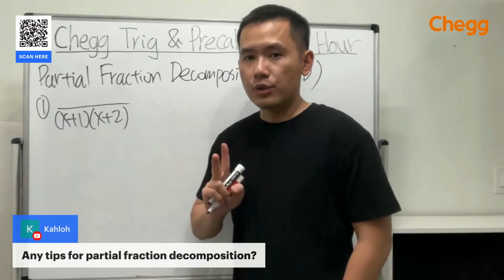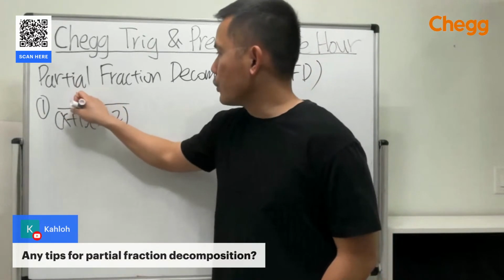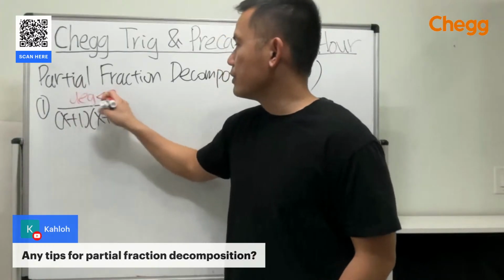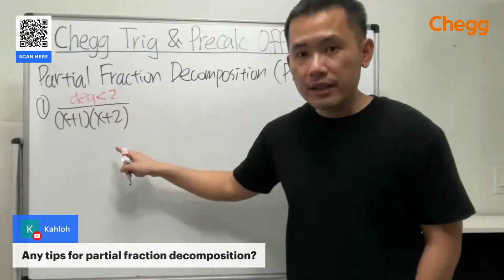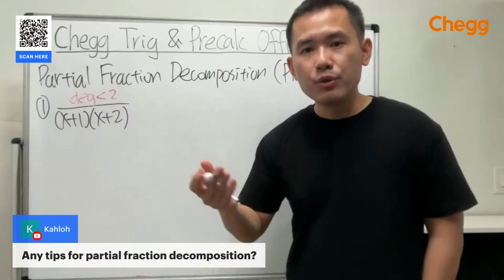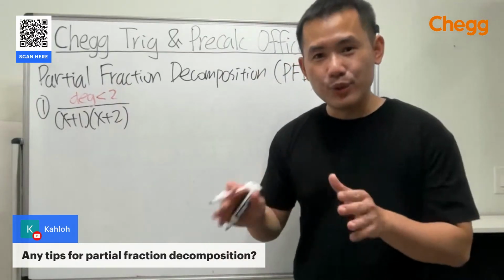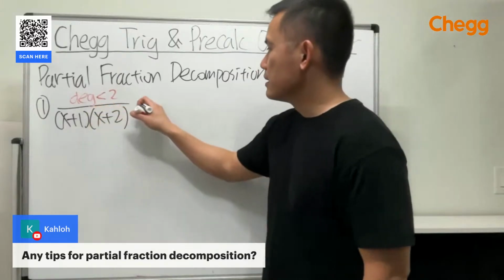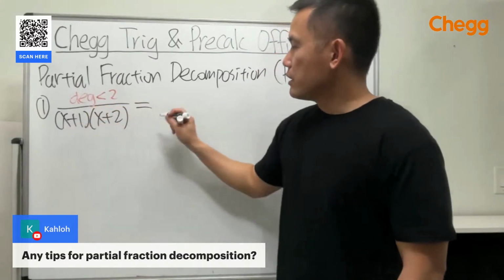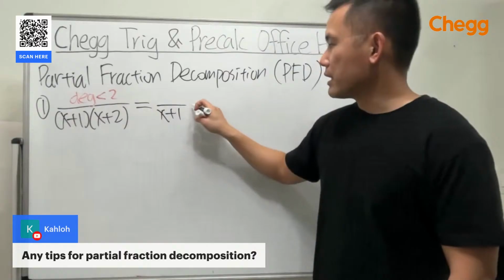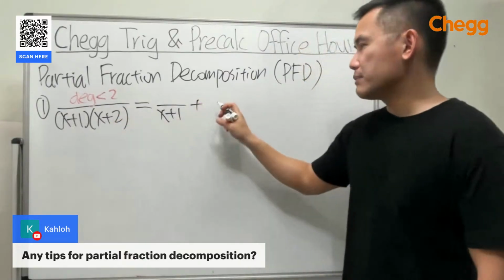On the bottom, the degree is 2. So on the top, the degree has to be less than 2. If the degree on the top and bottom are equal, you have to do polynomial long division so that can reduce the degree. Anyways, here the first fraction will have x plus 1 on the bottom, and the second fraction will have x plus 2 on the bottom.